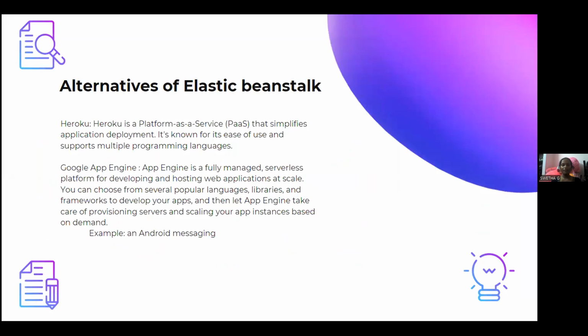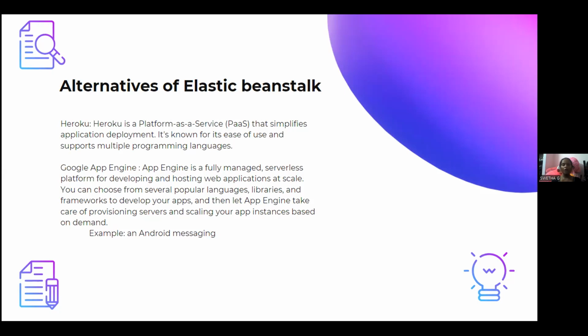Then the alternatives to Elastic Beanstalk. Heroku is a platform as a service, and Elastic Beanstalk is also a platform as a service that simplifies application deployment. It is easy to use and supports multiple programming languages. This will support the Haskell programming language also.